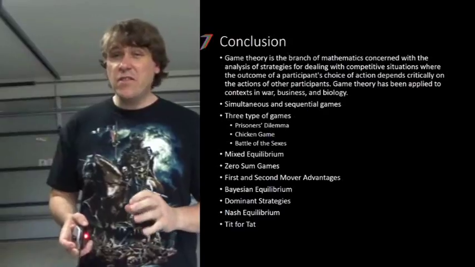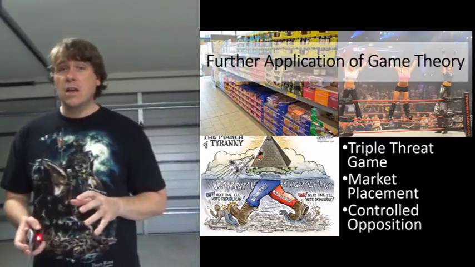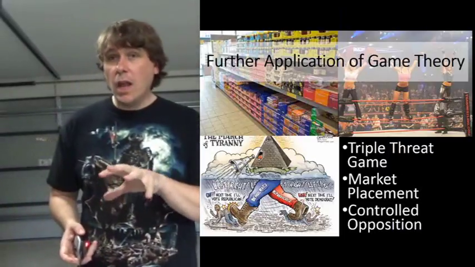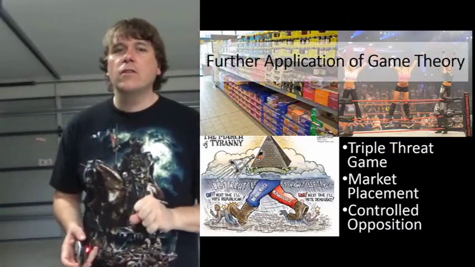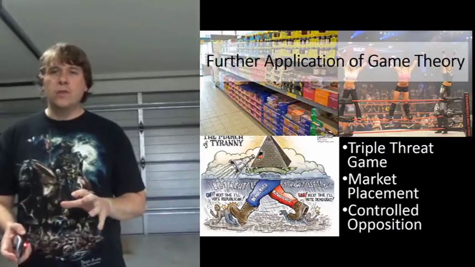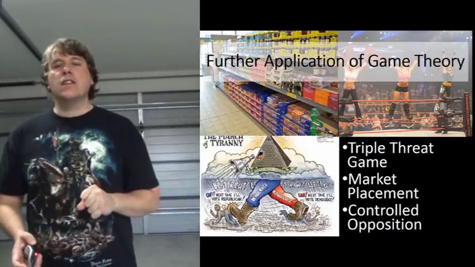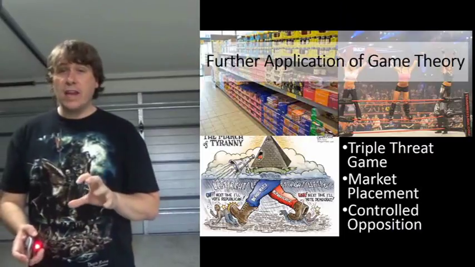I'm going to have a number of other videos coming out in the upcoming weeks. So we're going to look at a few other little things. This is going to be more applied, whereas this one is more theoretical. So we're looking at stuff like controlled opposition. What does that mean? Controlling both sides of the game. I've got something I like to call the triple threat game.